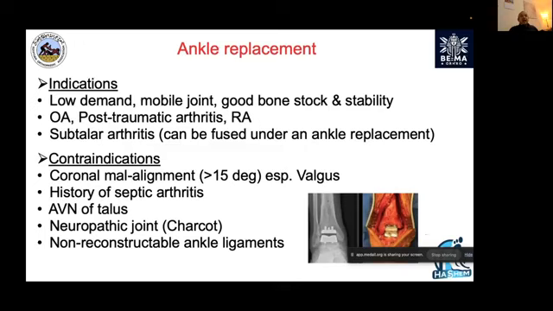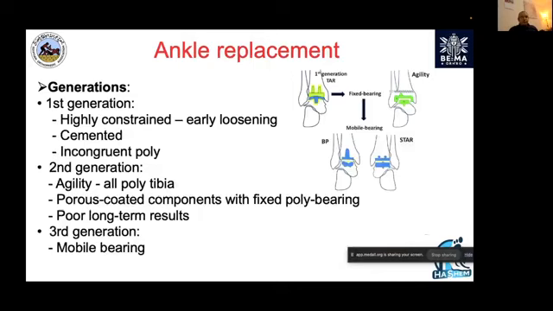But in varus, it's easy for us to reconstruct the lateral ligament, while our medial ligament reconstruction is not the greatest. That's why with a severe valgus, the deltoid will be attenuated or ruptured, so we don't tend to replace this ankle, but to fuse it.